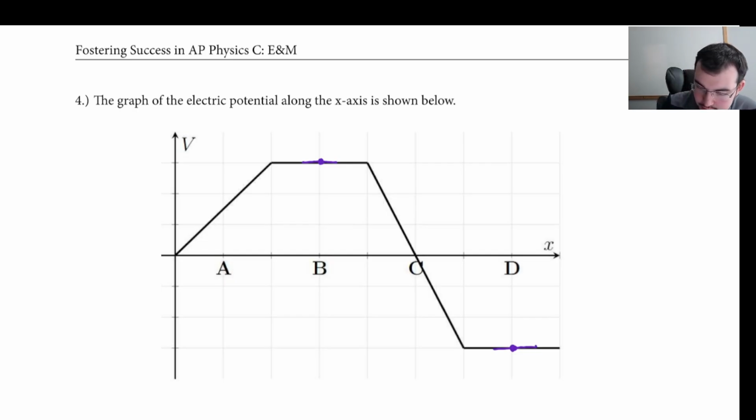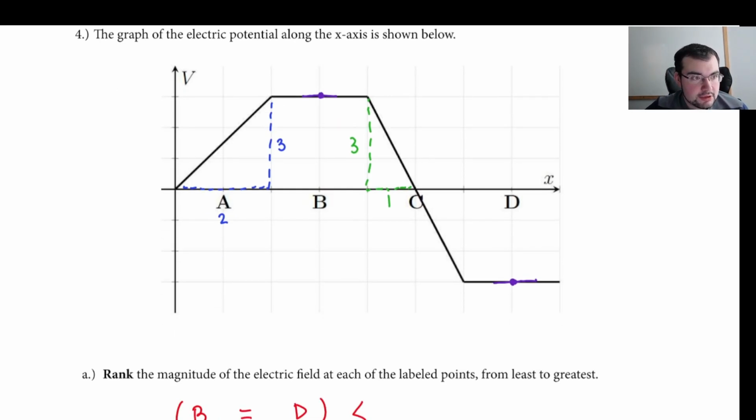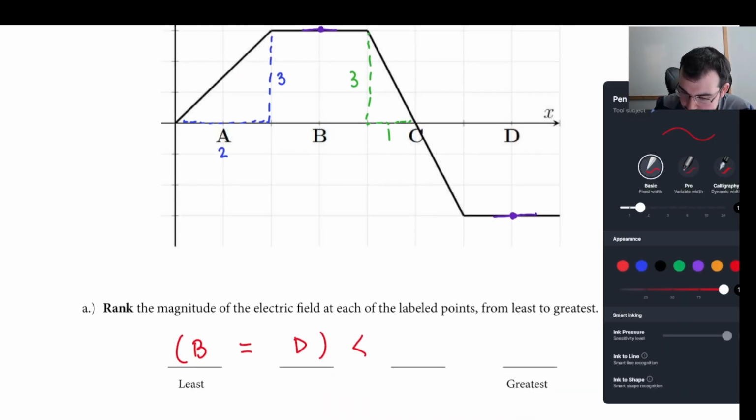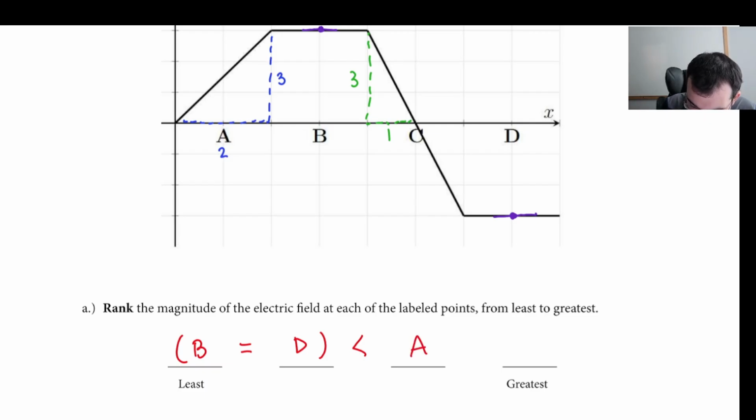Well, we can just do some basic rise over run things with A and C because they're straight lines. So A goes up 1, 2, 3, right 2. And C goes down 3, right 1. So notice that even though C is negative, it's still a steeper slope because I got 3 over 2 versus 3 over 1. So C is actually my steepest slope.